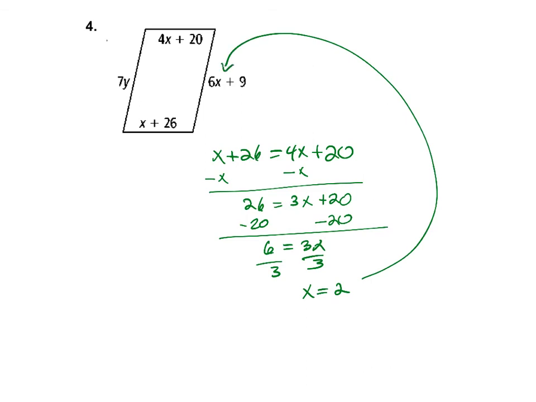Now that I know x equals 2, I can plug in that 2 right here. So 6 times 2 plus 9 is 12 plus 9, which is 21. So 7y has to equal 21. So 7y equals 21, divided by 7, so y equals 3.